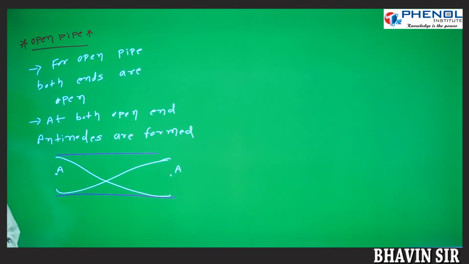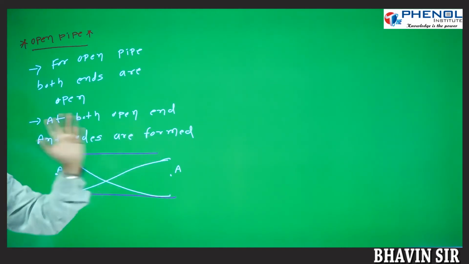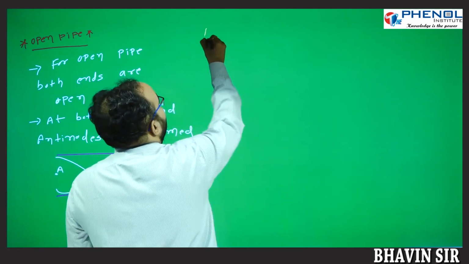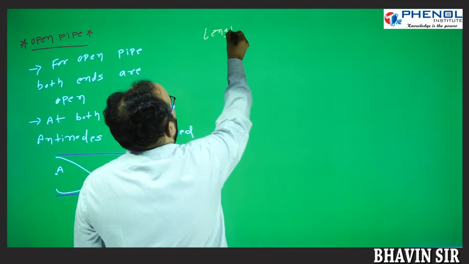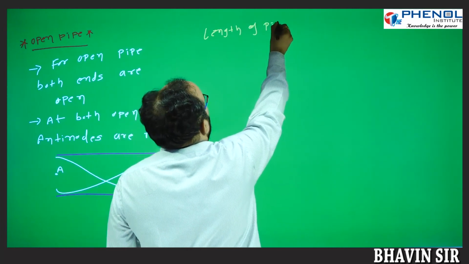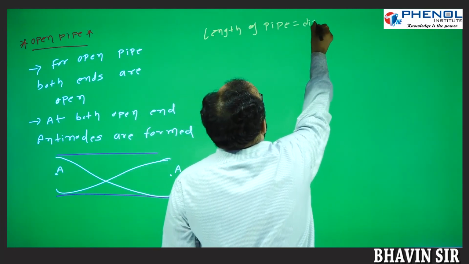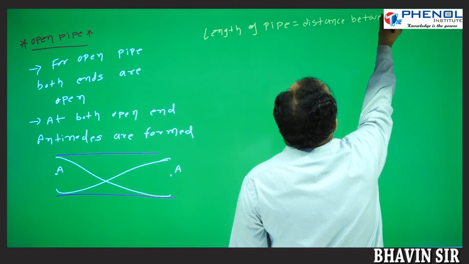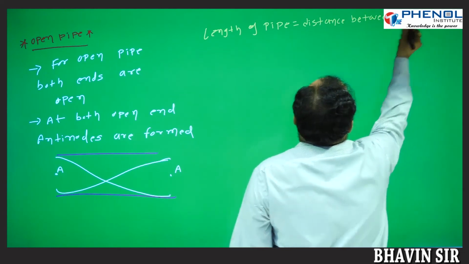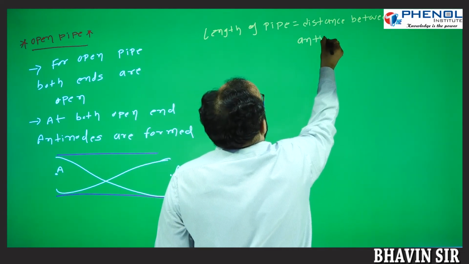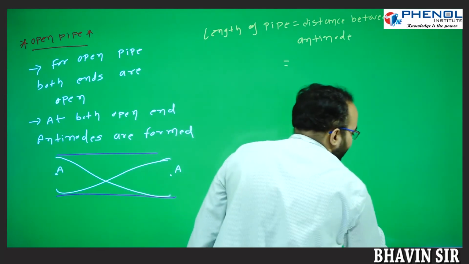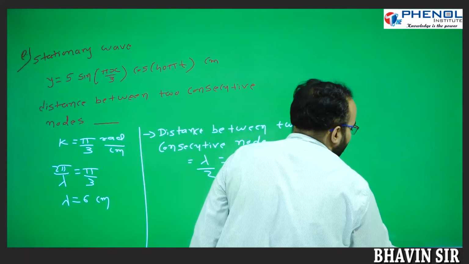Okay, so if you want to find the length of the pipe, then we want to find the distance between open end to antinode. Both ends are open, so antinodes at both ends. So if you want to find the length of the open pipe, then we want to find the distance between two antinodes. So what was the position of antinode? λ/4, 3λ/4, right.